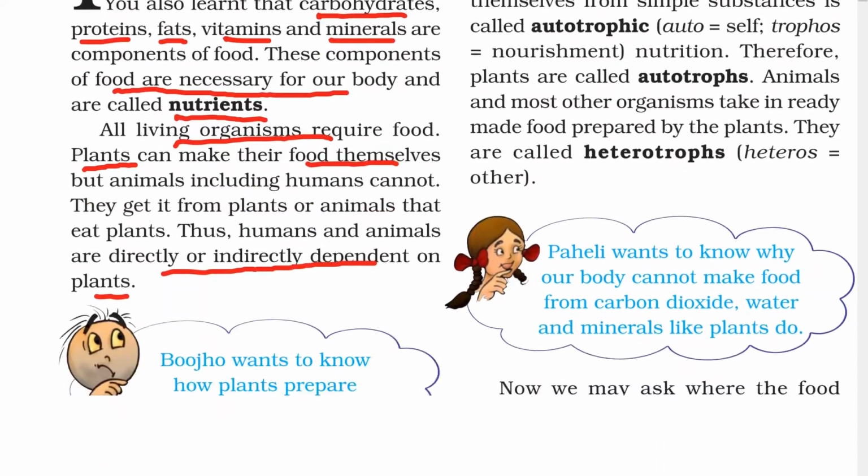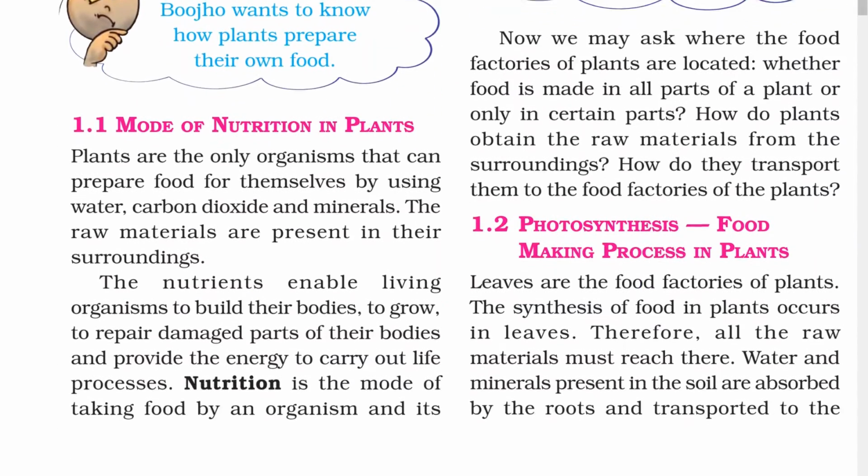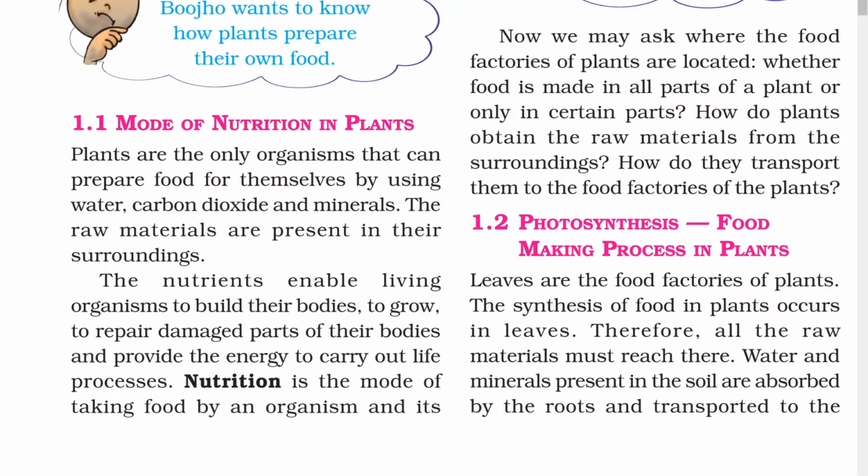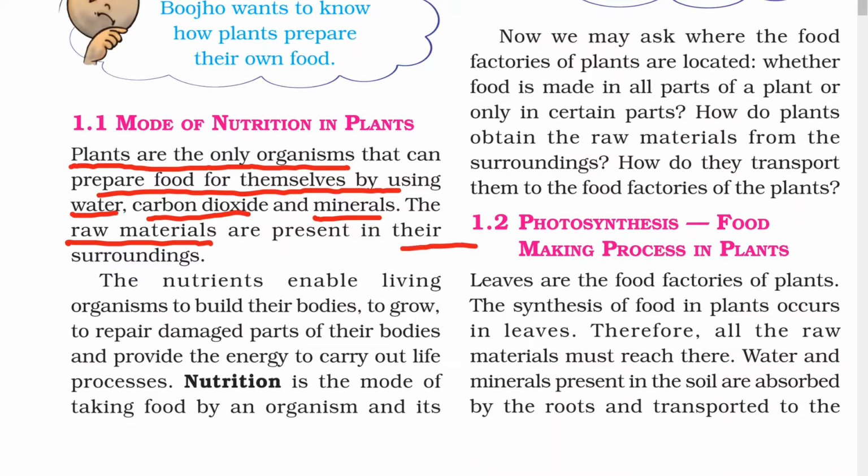Now, you must be thinking, we do prepare our food at home, right? Yes, we do prepare our food, but we don't get the raw materials. So let's see what these raw materials are. I have already told you plants are the only living organisms that can prepare their food by themselves using water, carbon dioxide and minerals. So this water, carbon dioxide and minerals are called raw materials. And these raw materials they get from their surroundings.